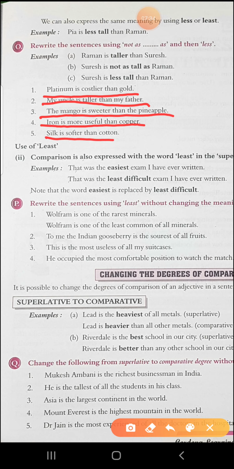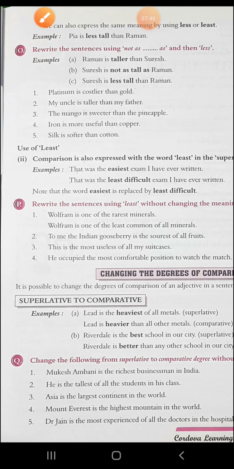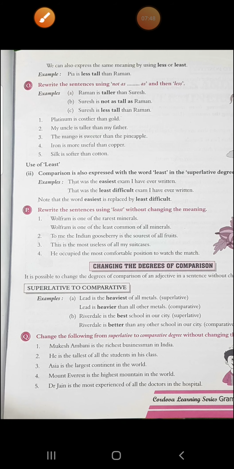Fifth is, silk is softer than cotton. What will be the answer? Cotton is not as soft as silk, and cotton is less soft than silk. In all the answers, have you noticed one thing, that we have changed the comparative degree into positive degree? This is what we do when we change the sentence into negative form. Okay, let's quickly see the answer.